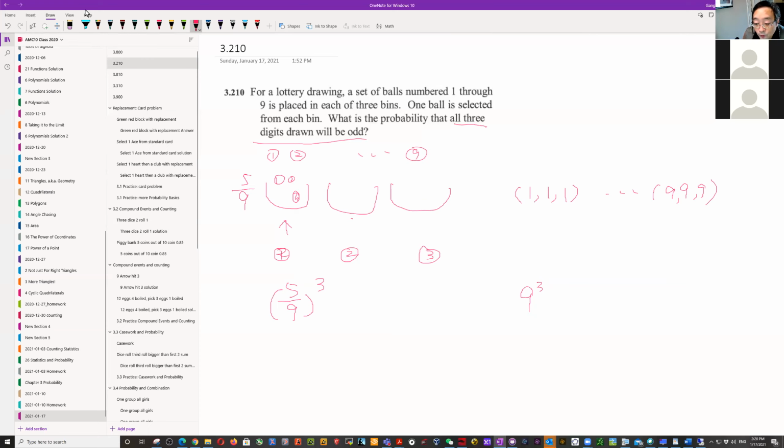And the favorable ways: the first digit can be 1, 3, 5, 7, or 9. So basically it's odd, so there are 5 choices. You can pick from any one of those 5. So that's going to be 5 to the third over 9 to the third. So it's going to reach the same result.